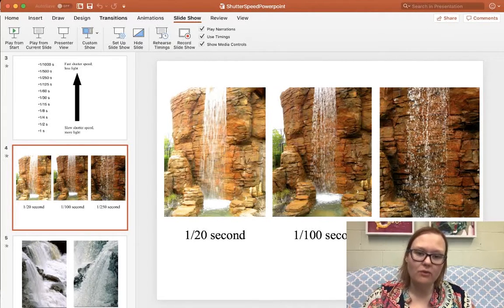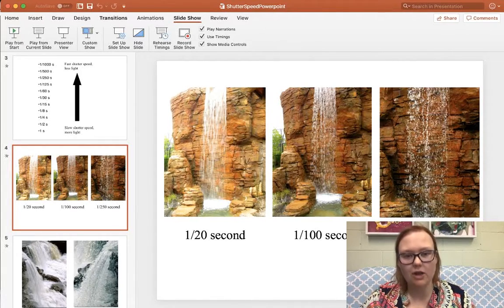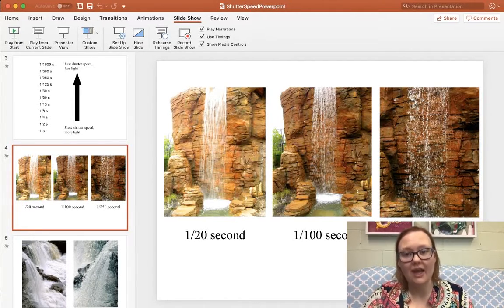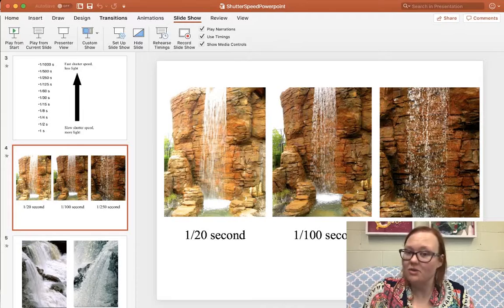In the middle, I have 1/100th of a second, so I see more definition in terms of the water droplets. And then on the right, I see a lot of actual individual particles at 1/250th of a second. So again, the faster your shutter speed is, the more you're freezing movement, and you can get some really awesome effects through it.